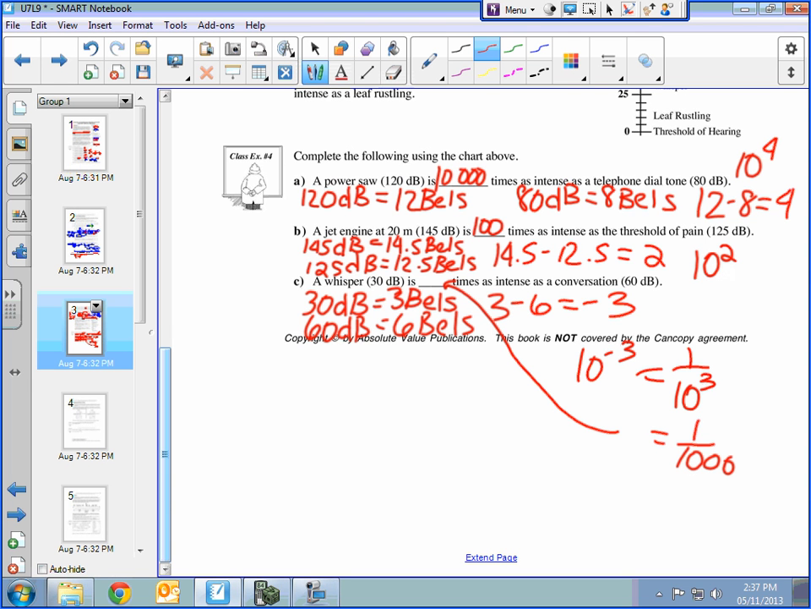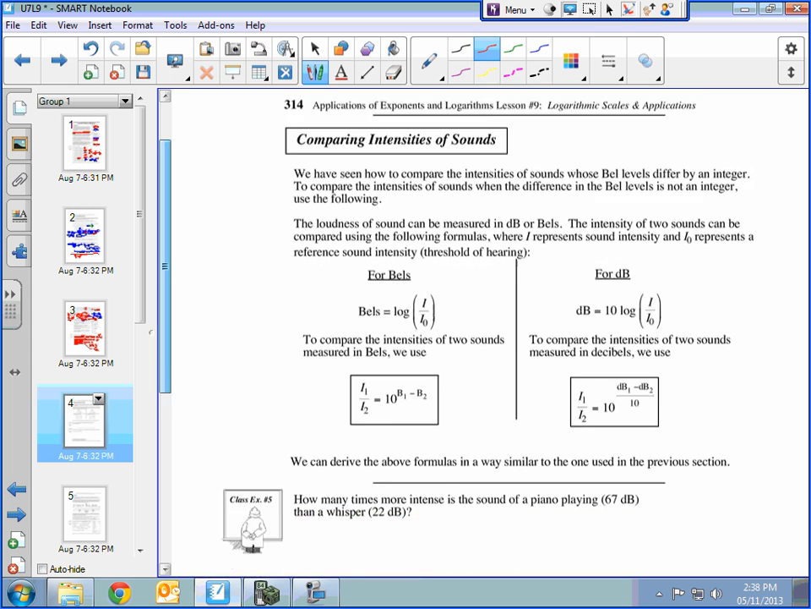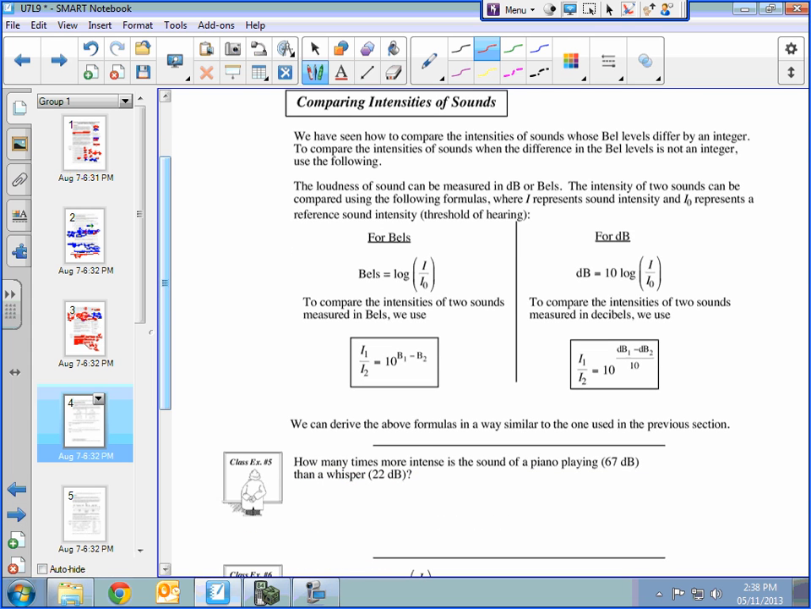Okay, are there any questions with how to do this? The biggest thing is changing from bels to decibels, so just divide by 10, okay? But if you see here, there's two different formulas. So we can measure for bels: bels equals log of I over I naught, or decibels equals 10 times log of I over I naught. Again, these formulas will be given to you on an exam, okay? So we can use either one depending on what the question gives you, okay?